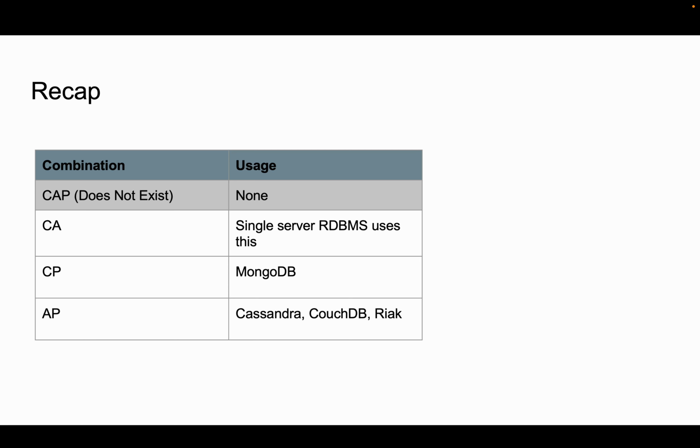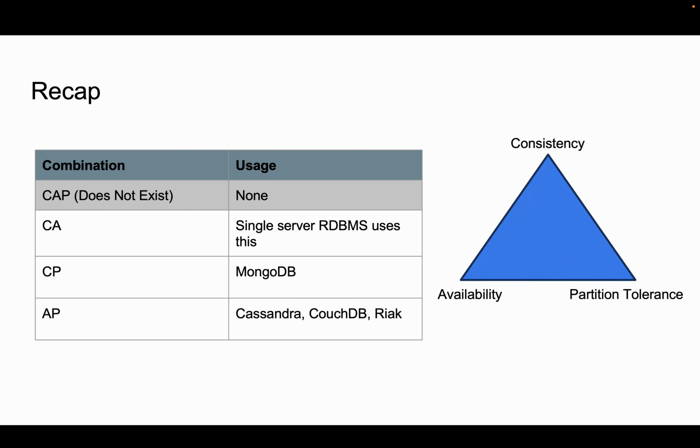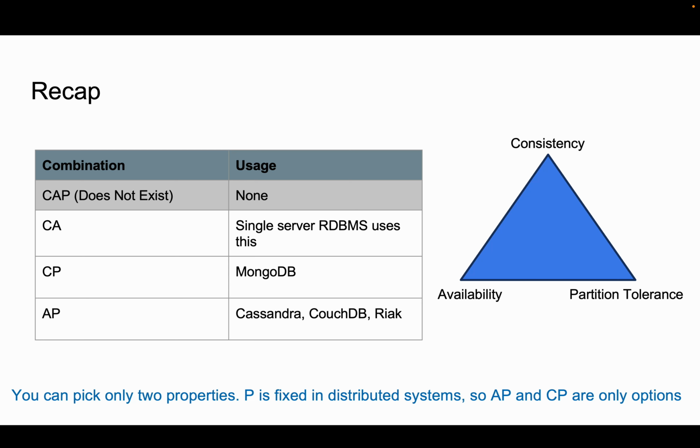Now CP is consistency and partition tolerance. The example is MongoDB. And AP is availability and partition tolerance. The examples are Cassandra, CouchDB, Riak. So these are the practical implementations in the real world. Now this is the CAP triangle, where we have all three properties at the corners of the triangle: consistency, availability, and partition tolerance. Out of these three properties, you can only pick two. P is fixed in distributed systems, so you are left with only AP and CP, right? These are your only two options.